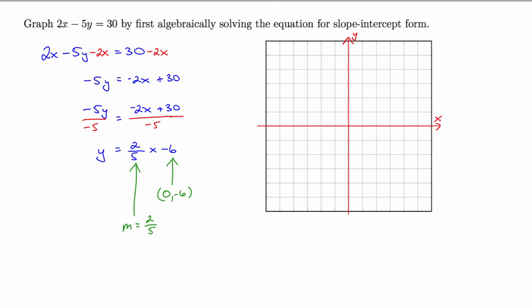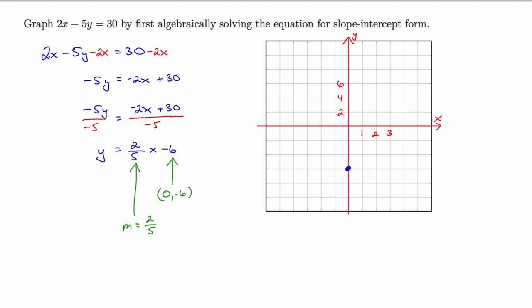If I go back to the graph and try to space it out using a scale of 1, 2, 3 on both axes, 0, negative 6 will be on the very bottom edge of the graph, and I will be able to count up once, up to the right 5 with the 2/5, but I won't be able to fit a third point onto the graph. To save myself having to erase the axes, what I'm going to do is still pick a scale of 1, 2, 3 on the x-axis, but I will pick a scale of 2, 4, 6 on the y-axis. By picking the scale of 2, 4, 6 on the y-axis, I will still be able to plot 0, negative 6, but now it won't be on the edge of my graph.